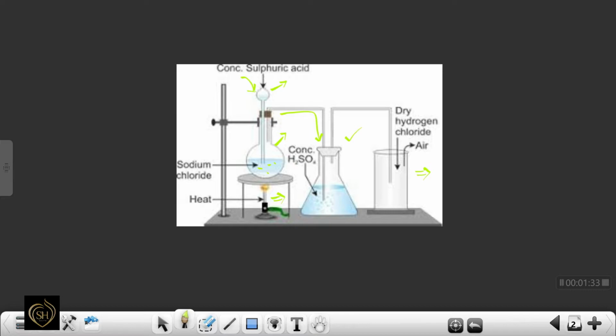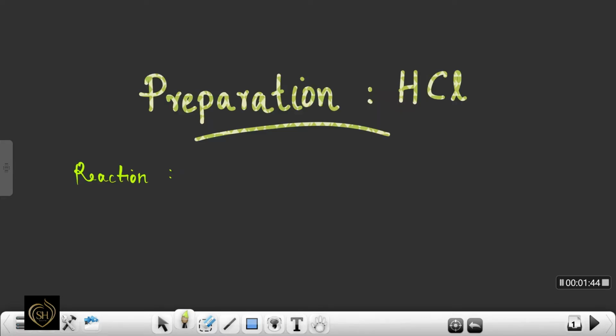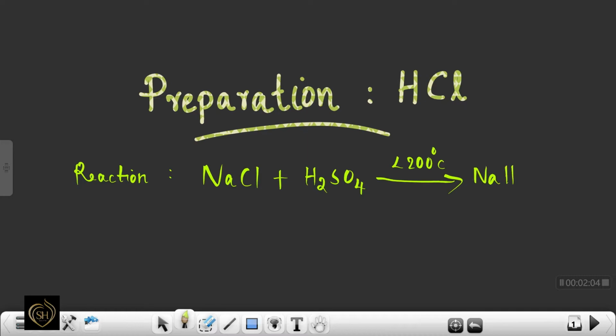The reaction that takes place is sodium chloride reacting with concentrated sulfuric acid, and we get the product hydrogen chloride. The reaction involved is sodium chloride, NaCl, reacts with H2SO4 at a temperature of less than 200 degrees Celsius. The products formed are NaHSO4 plus HCl gas.